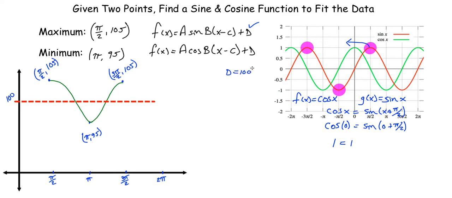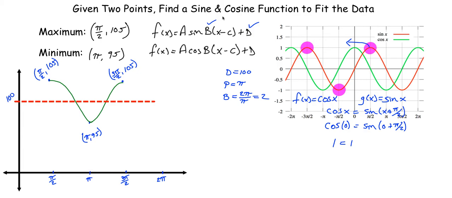Well, the other part I have now is my full period. I know my period goes from pi over 2 to 3 pi over 2. So if my period is going to equal pi units, that means I can find the value of B. Remember, B is equal to 2 pi over the period, which in this case is pi. So B in this case is going to equal 2. So I've found D and I've found B.